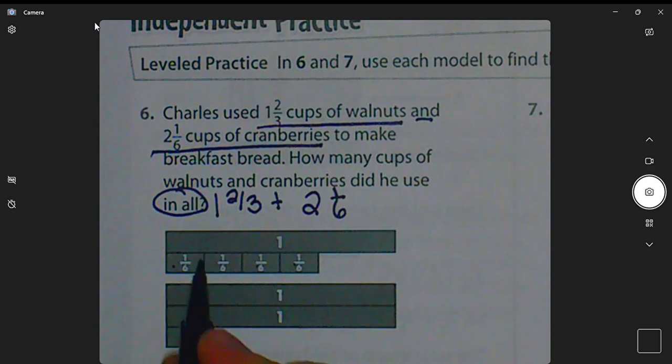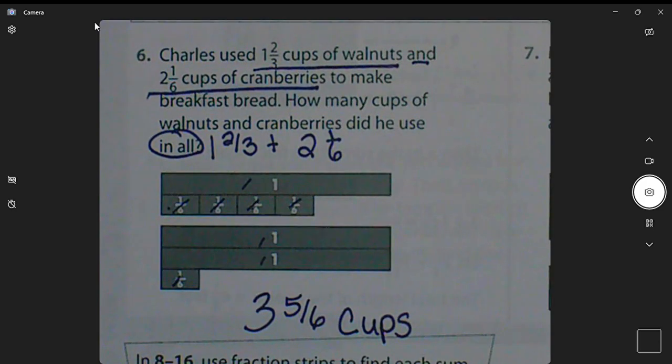So add your fractions first. 1, 2, 3, 4, 5. 5/6. 1, 2, 3. So how many cups of walnuts and cranberries did he use? 3 5/6 cups. Make sure your fraction is smaller than the whole number.